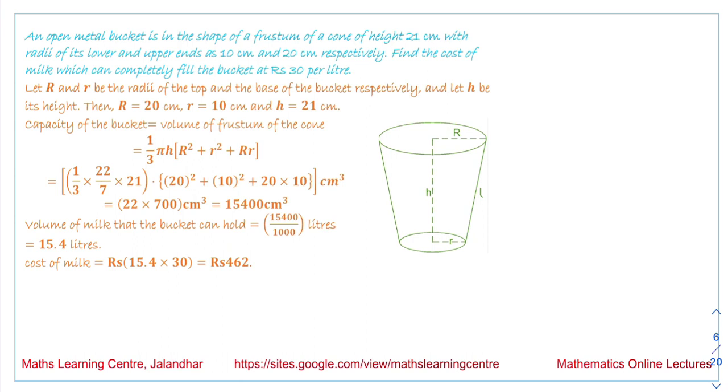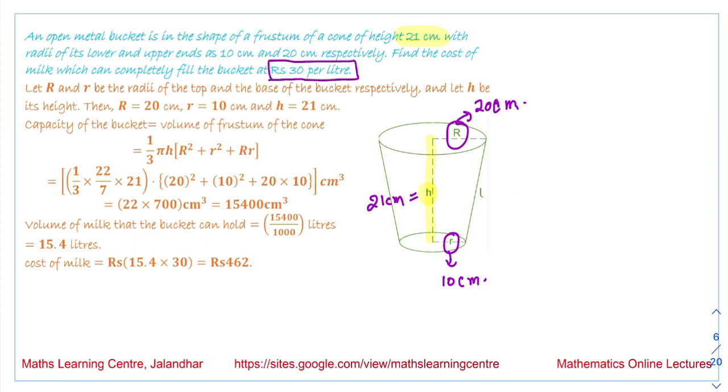The first problem we have is, an open metal bucket is in the shape of a frustum of a cone. The height of this bucket is given to be 21 centimeter, with radii of the lower part, small r, equal to 10 centimeters, and this capital R is 20 centimeter. We have to find the cost of milk which can completely fill the bucket at rupees 30 per liter.